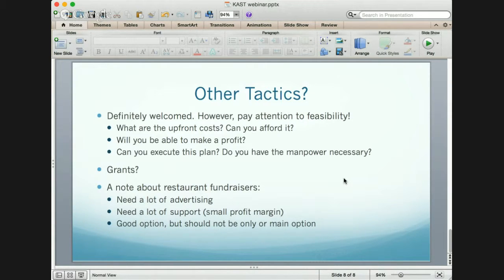Restaurant fundraisers can be good, but like Suzanne said, they need a lot of advertising. But one good restaurant to consider is Chipotle, since they tend to give more of the profit margin to the organization, and a lot of people go there on any given day. Awesome. Okay, Grace, anything else on the other fronts? No.